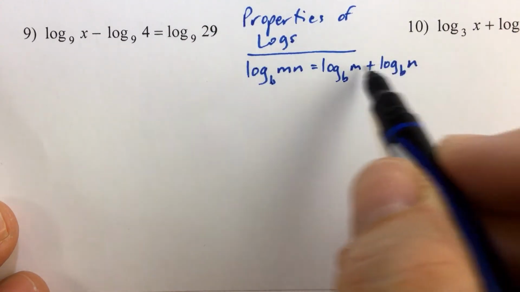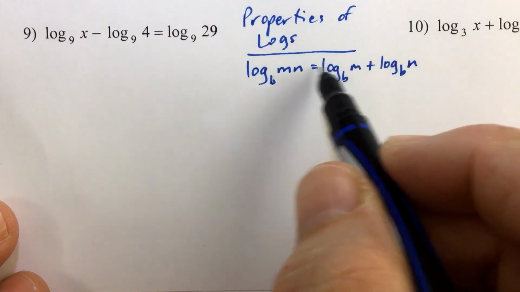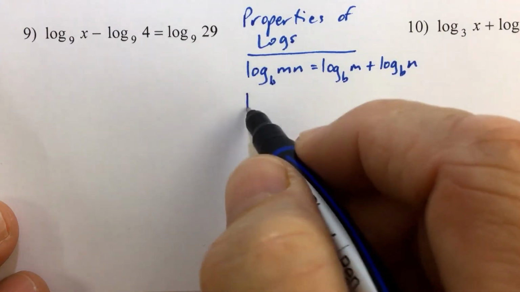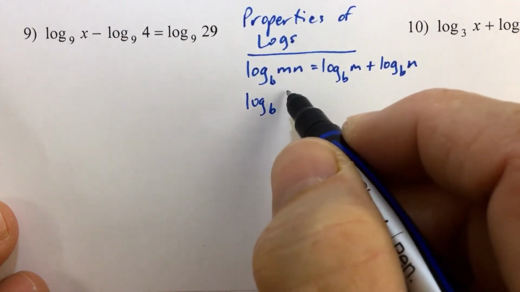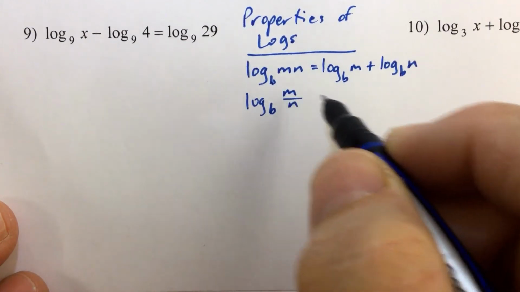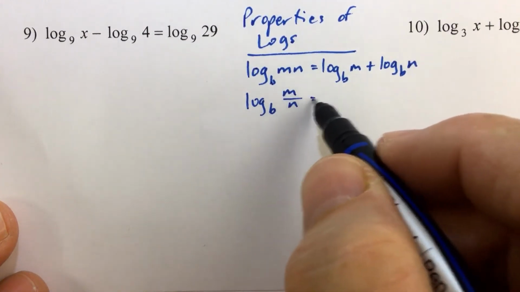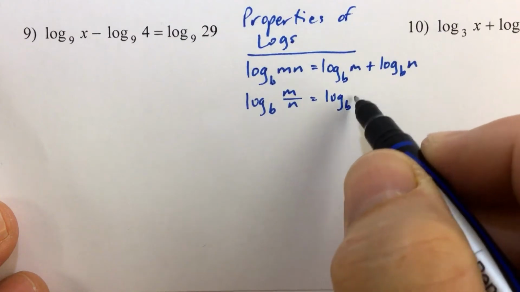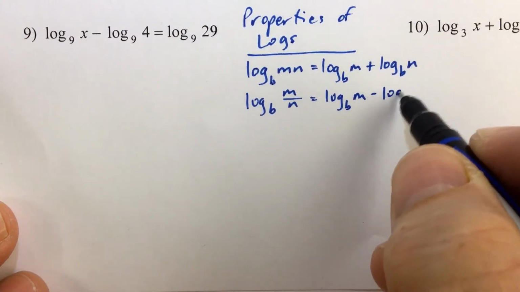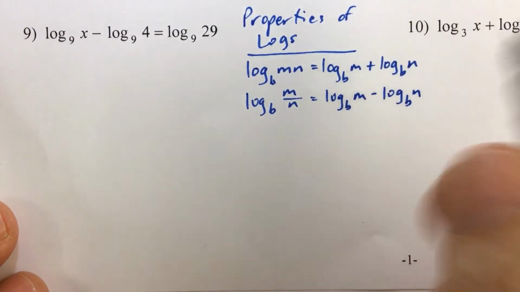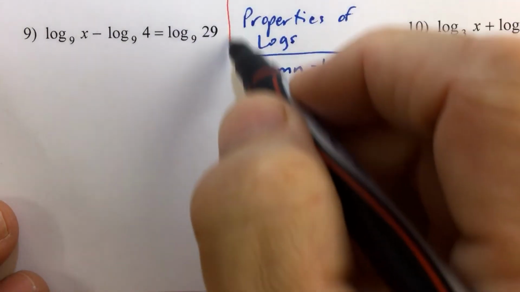So if you have two logs added together, you get to take the log of the product. The other property that we're going to be using right now is the log of a quotient. So if you have the log of m over n, that's the log base b of m minus the log base b of n. So these are the two important properties that we're going to be using right now.